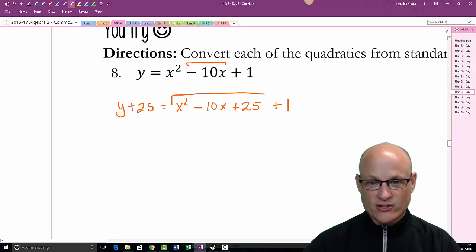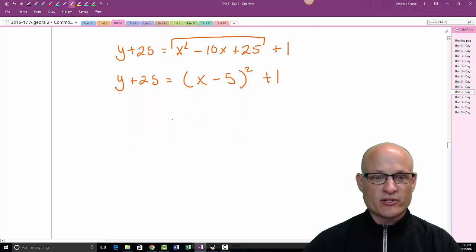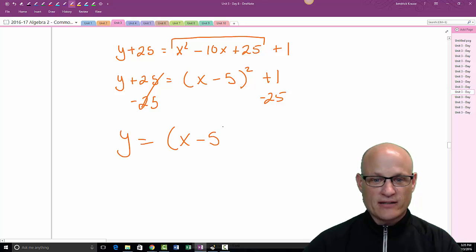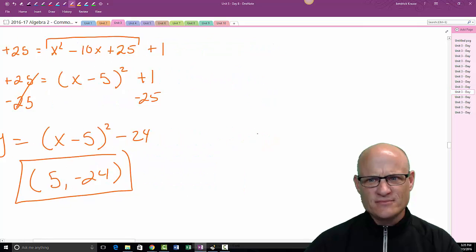We're going to factor this. So I get y plus 25 is equal to x minus 5 squared plus 1. And finally, we're just going to bring the 25 over, so we'll subtract 25, and I get y equals x minus 5 squared minus 24. So my new vertex is 5, negative 24. Not too bad, right?